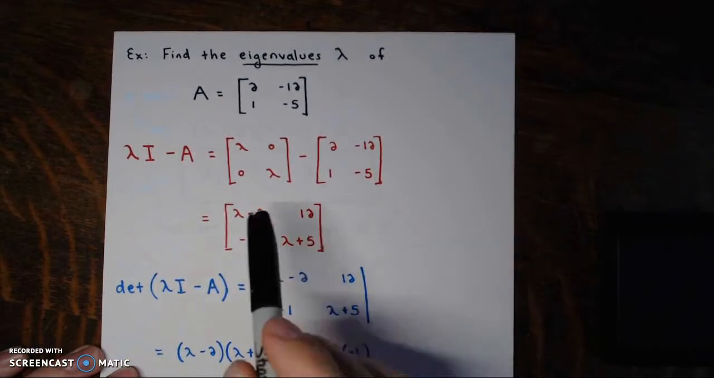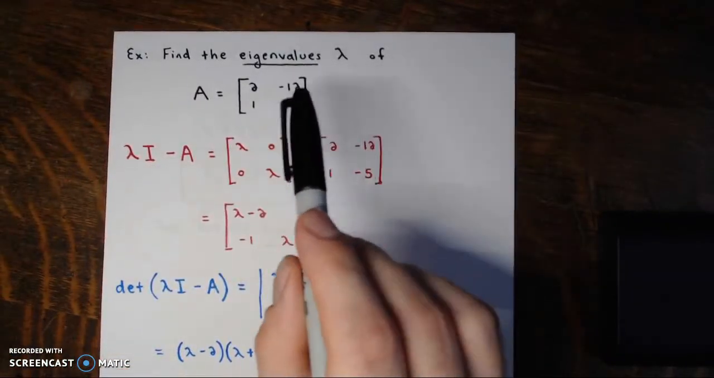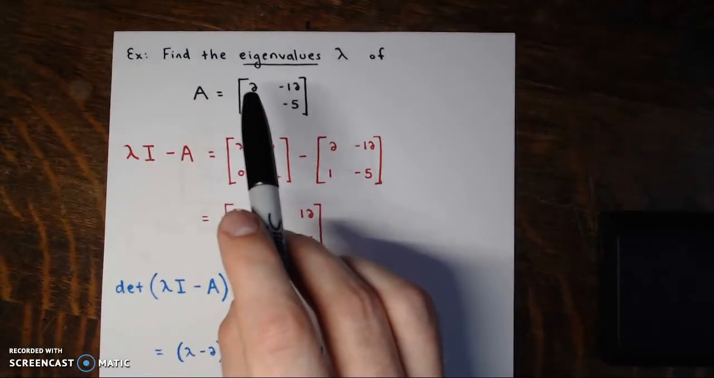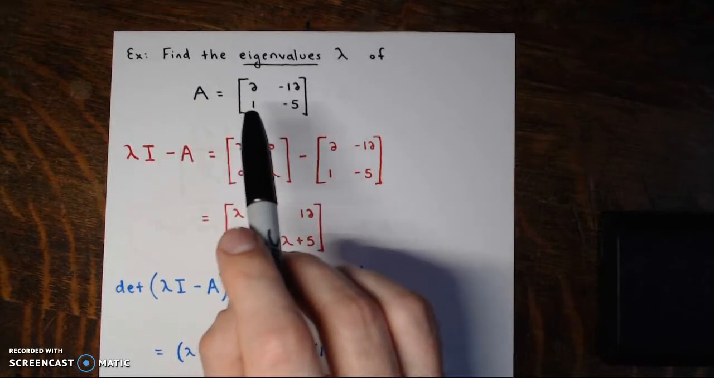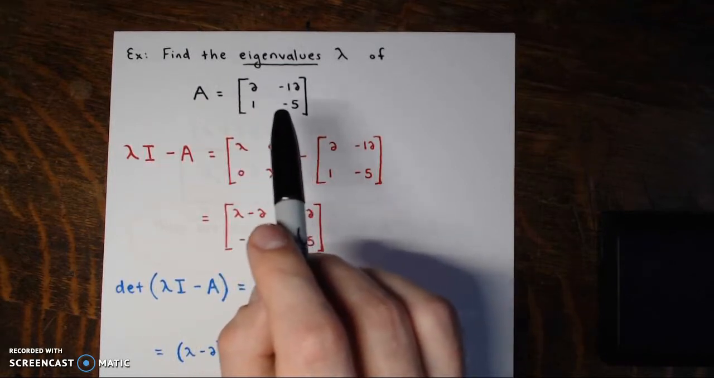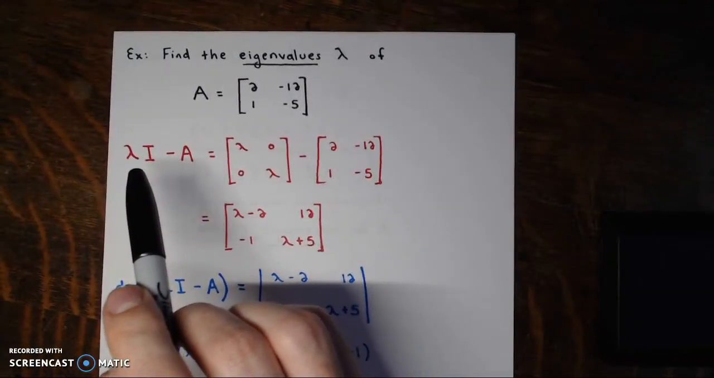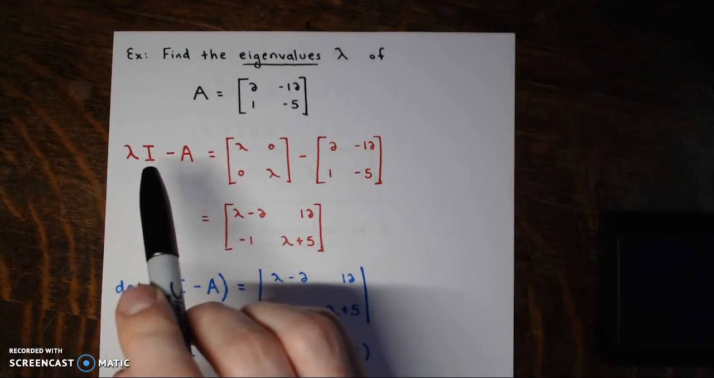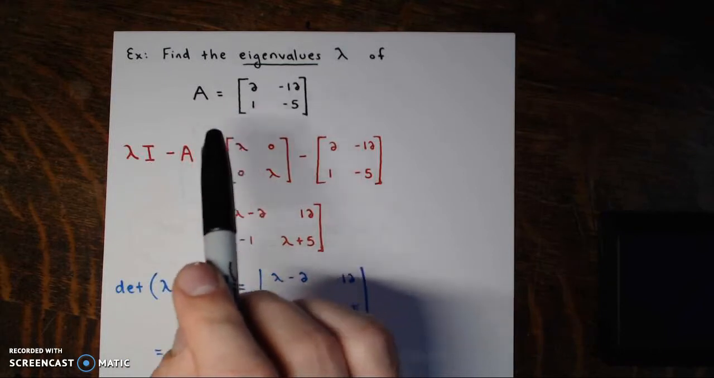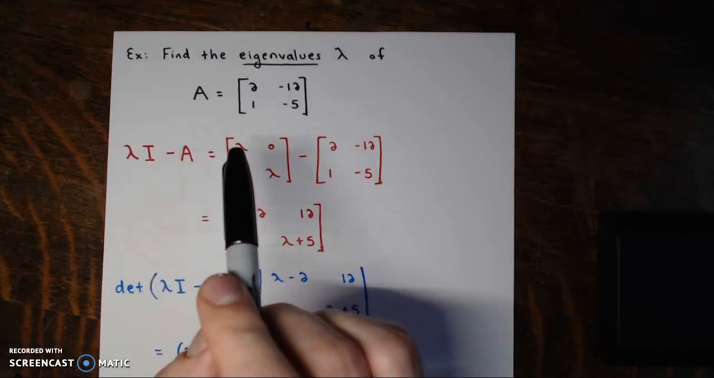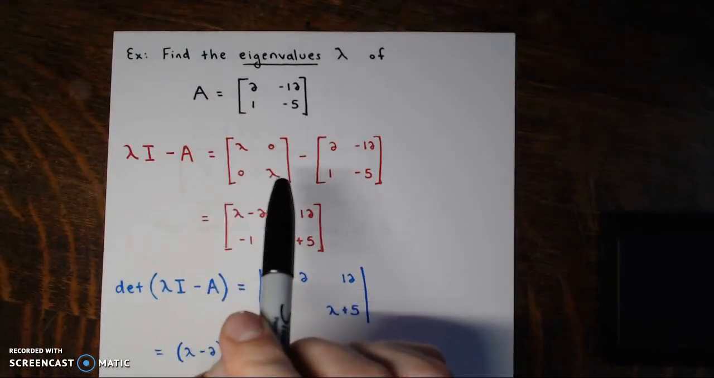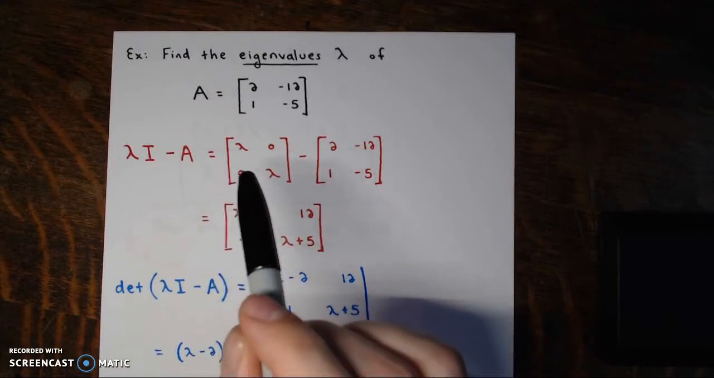For example, say we're asked to find the eigenvalues, lambda, of this 2 by 2 matrix. So I've got A is this 2 by 2 matrix with the first row 2, negative 12, second row 1, negative 5. So since we're going to be taking the determinant of lambda I minus A, let's see what that is. Lambda times I, remember I will be the 2 by 2 identity matrix here, with 1s down the diagonal and 0s everywhere else. And if you're multiplying that by lambda, that means you have lambdas down the diagonal and 0s everywhere else.